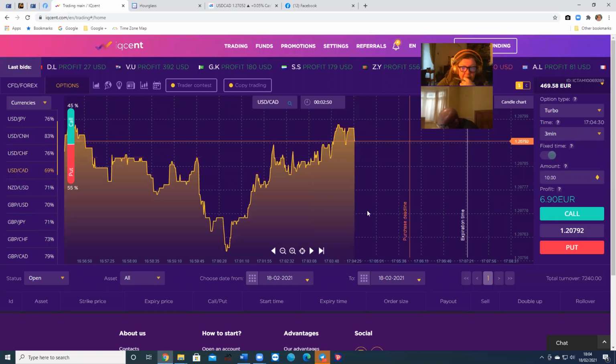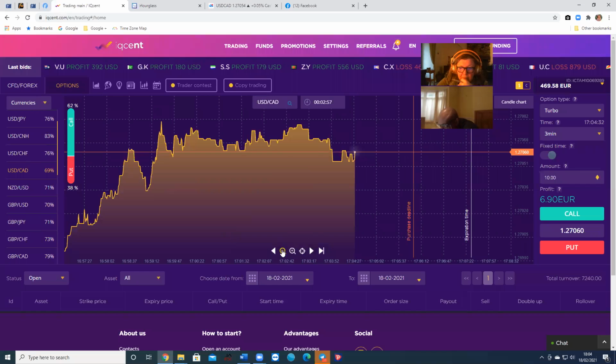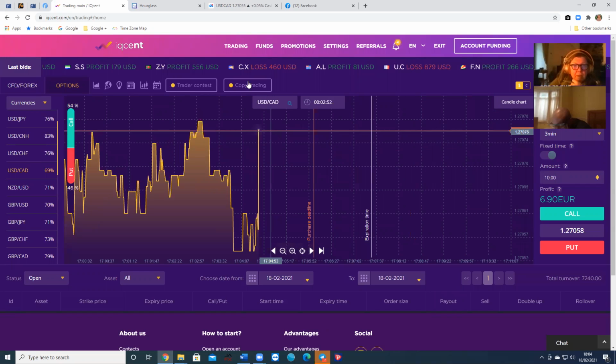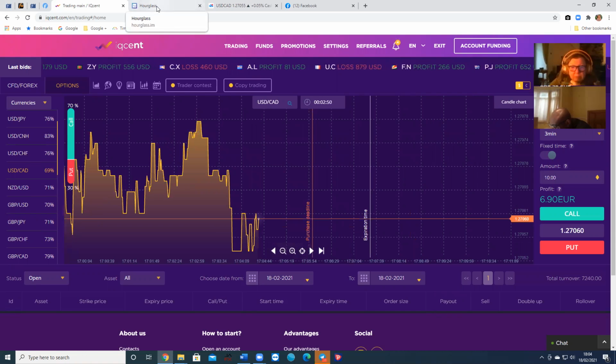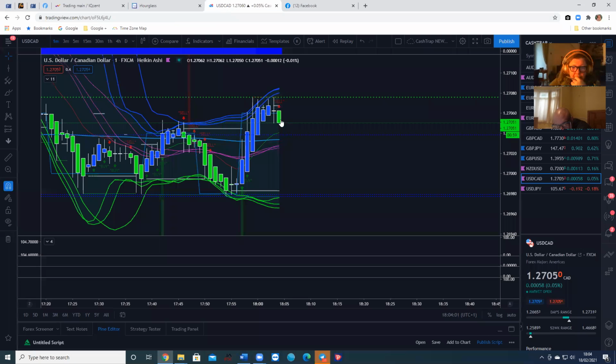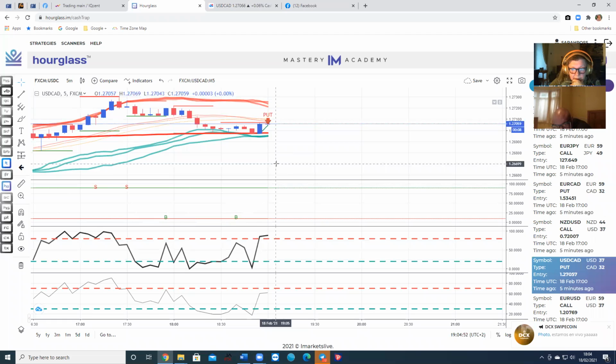USD CAD is at 69%. It's up at 061, 061, 060. Make sure you're on the correct one. Let's just see what happens next. Just wicking off that level up here. So I'm liking the look of this for a put. 7 seconds to go, but please make your own decisions. I'm not responsible for your trading account.